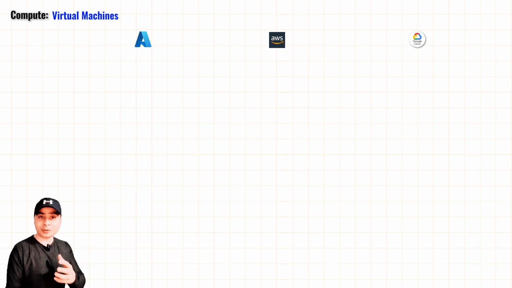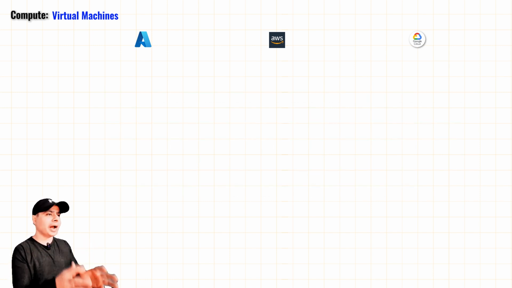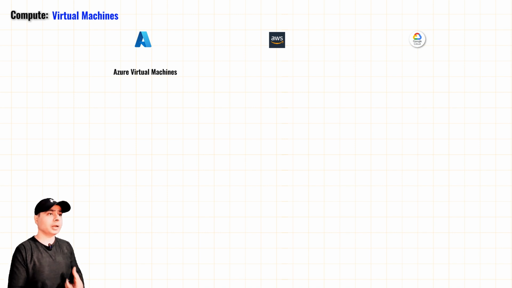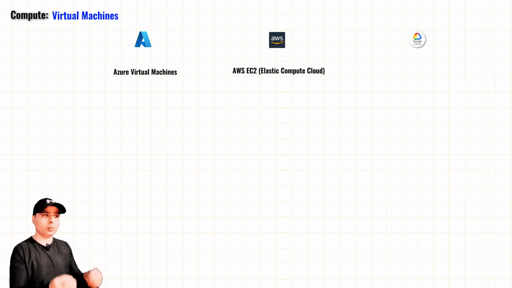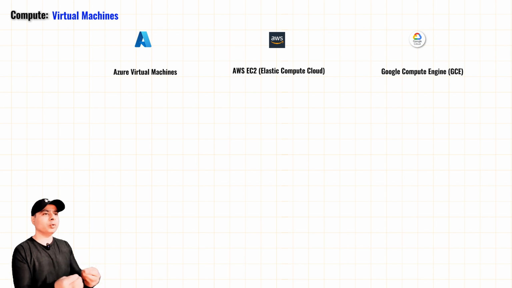And what is the service from the Azure side? Well, in Azure, we have Azure Virtual Machines. In AWS, we have EC2, which is Elastic Compute Cloud. And then we have GCP, and here we have Google Compute Engine. And what are the use cases?